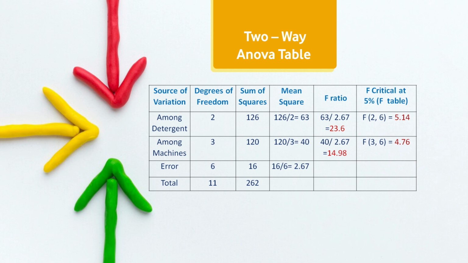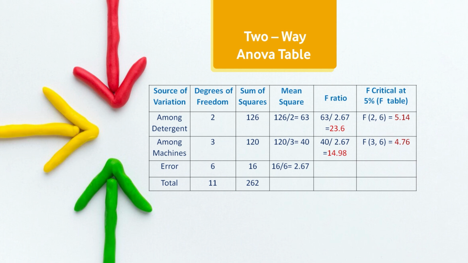Now we put in the sums of squares which we got from the previous slide: the sum of squares among detergents is 126, among machines is 120, and the error sum of squares is 16. Once we put in these values, to get the mean squares we divide each sum of squares by the corresponding degrees of freedom. So in the first case, the mean square would be 126 divided by 2, that is 63.